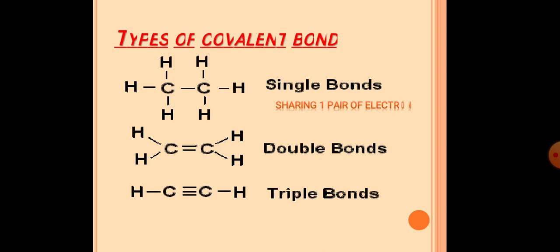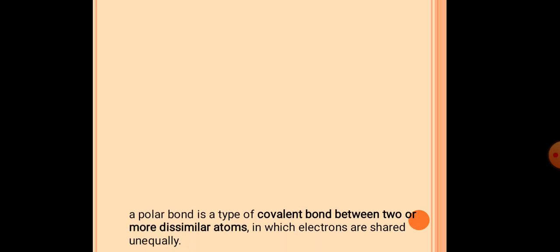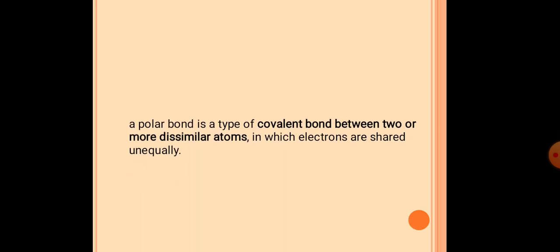Sharing of 1 pair of electrons is taking place in a single bond. In a double bond it is sharing of 2 pairs of electrons, and in a triple bond there is sharing of 3 pairs of electrons. So we have seen the structures of ethane, ethene and ethyne now. Okay, now let us go to the next topic, that is the polar covalent bond.